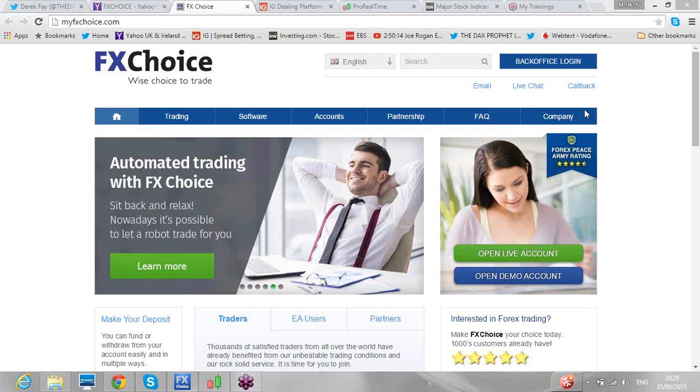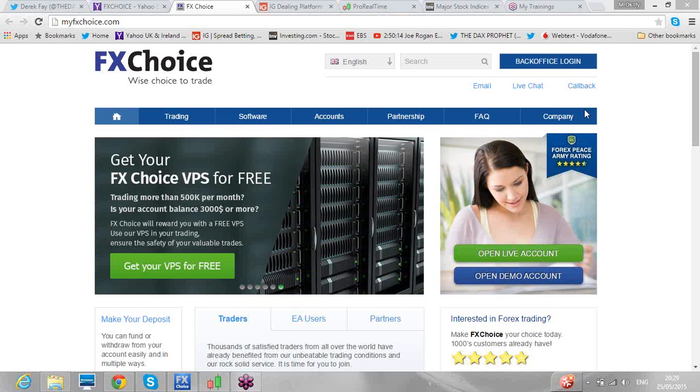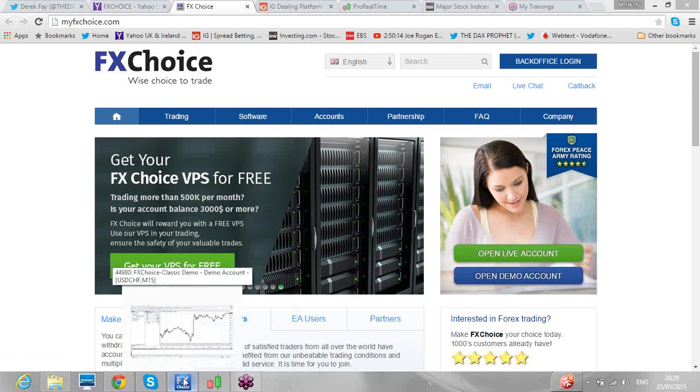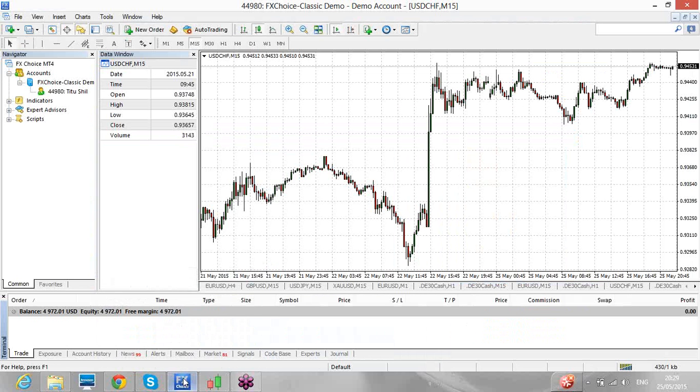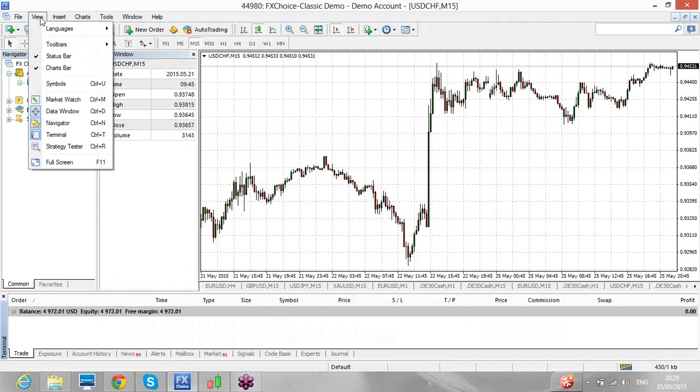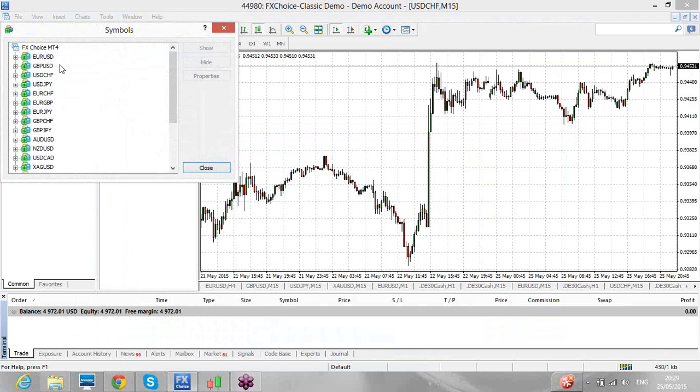This tutorial will be dealing with symbols and what these symbols represent. So open your FX Choice broker account and then download your FX Choice MT4 platform. Okay, and go to View and pull down Symbols. Each of these symbols represents a trading instrument that you can trade.